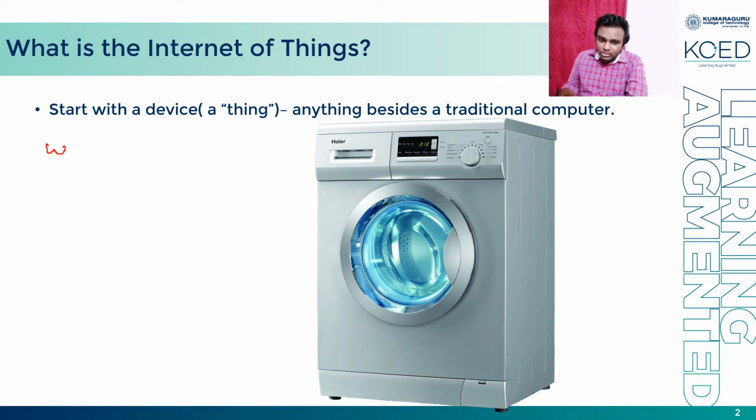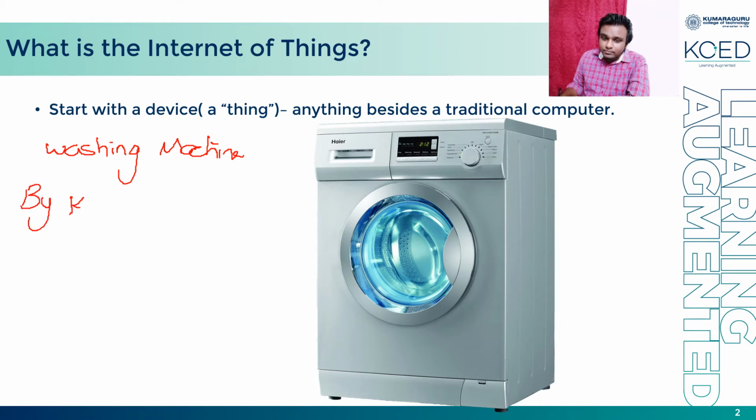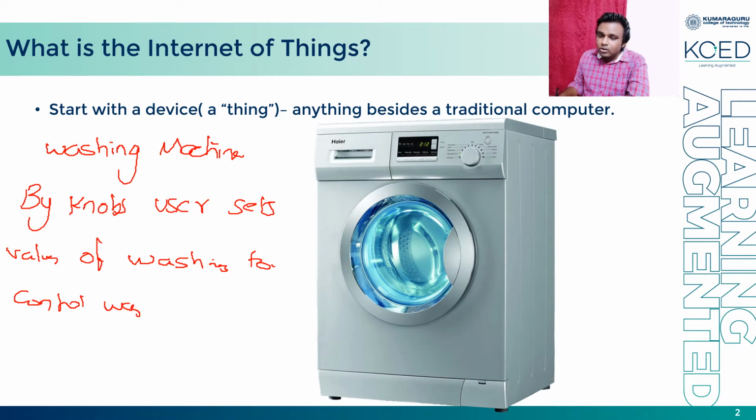this is an example of a washing machine, which washes the clothes based upon the user inputs. How does the user give the inputs? By using the knobs, the user sets the value of washing to control the washing machine. Apart from this, there are many manual controls, and certain automatic controls, where the washing action is performed based upon the cloth level and the water level.